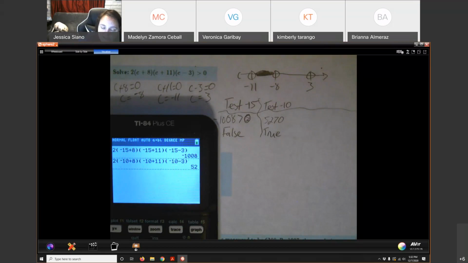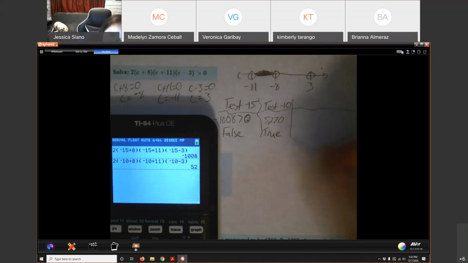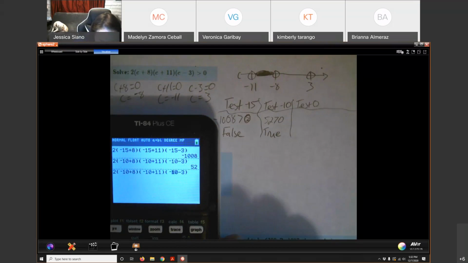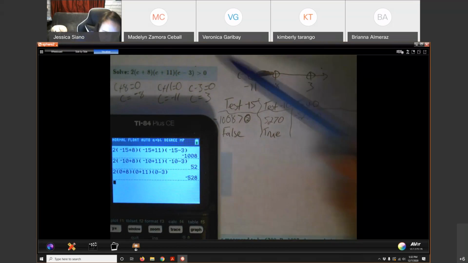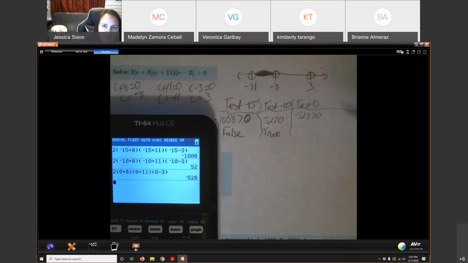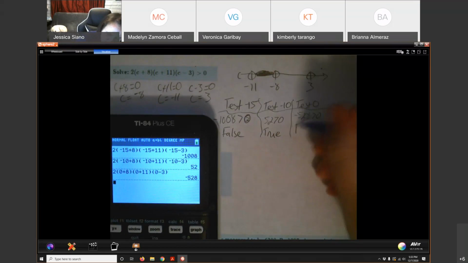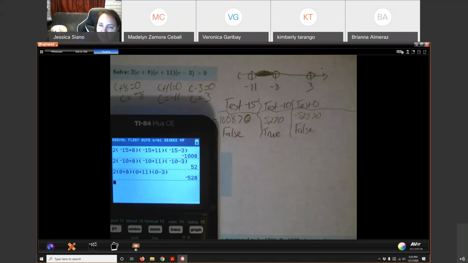Okay, let's test between -8 and 3. I'll do 0. So when I plug in 0 here, I get -528, which is not greater than 0. So I'm not going to shade in that section of the graph.